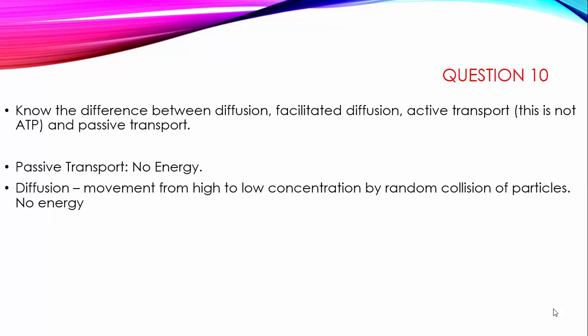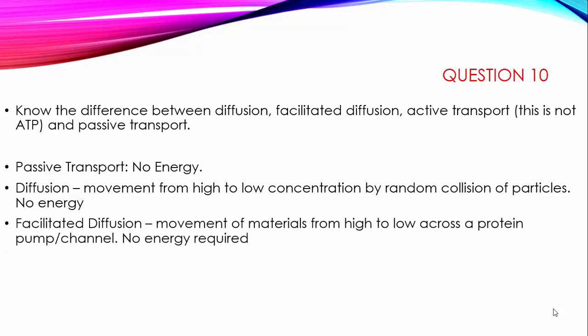It's a movement from high to low concentration by random collision of particles. Because it's a random collision of particles and they're bouncing off one another from high to low concentration, no energy is involved. We have facilitated diffusion, which is the same thing, movement of materials or particles from high to low. But the only difference between diffusion and facilitated diffusion is facilitated diffusion has an expressway, a VIP line that it can go through, and that is a protein pump or protein channel, but no energy is required.